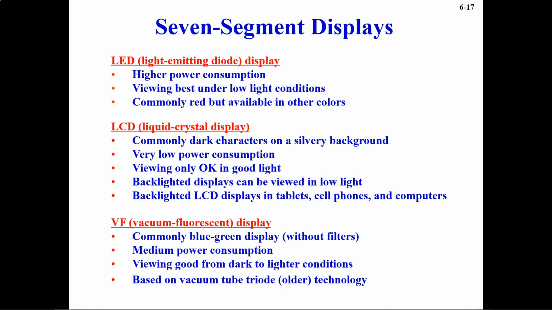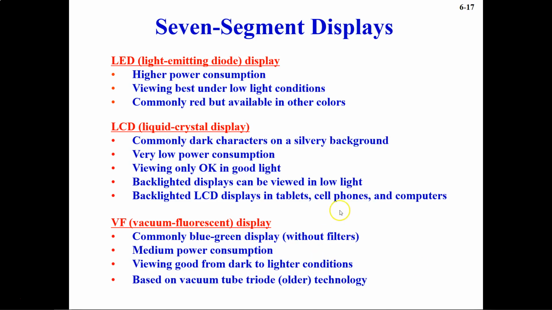Next we have the vacuum fluorescent display. This type of display is a modern relative of the triode vacuum tube, and it has a commonly blue-green display without filters. It consumes medium power, and its viewing is good from dark to lighter condition. It is based on vacuum tube triode, an older technology. This type of VFD is mainly used in consumer electronics equipment, for example in video cassette recorders. It can be used in car radios and microwave ovens. So these are some of the examples where it can be used.